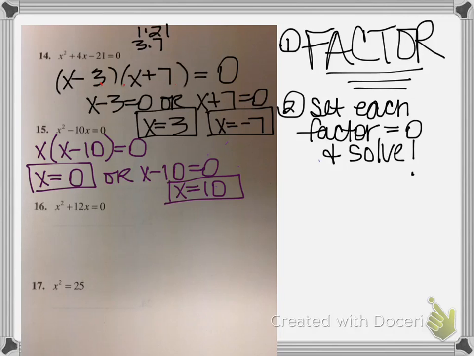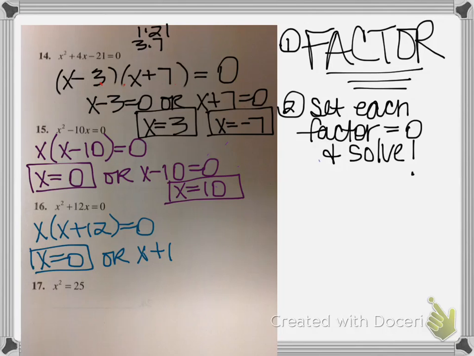Let's see here. 16 looks like a very similar problem. Factor out an x again. Either x can be 0, or x plus 12 can be 0. I'd have to subtract 12, so that would leave me with negative 12.